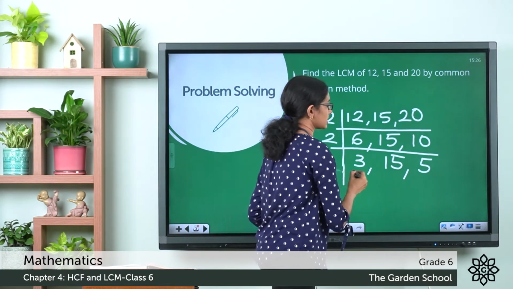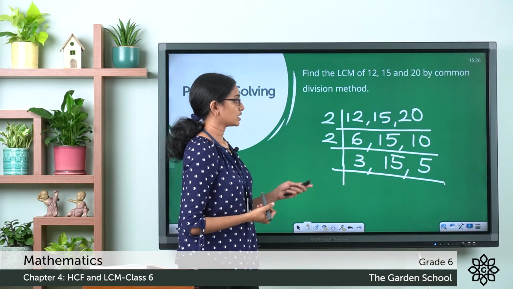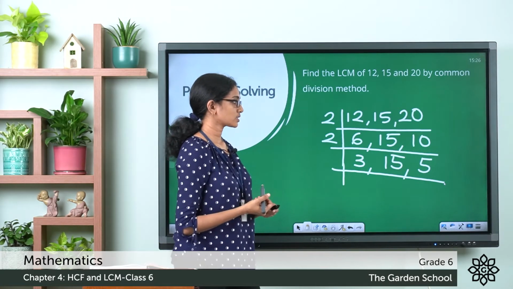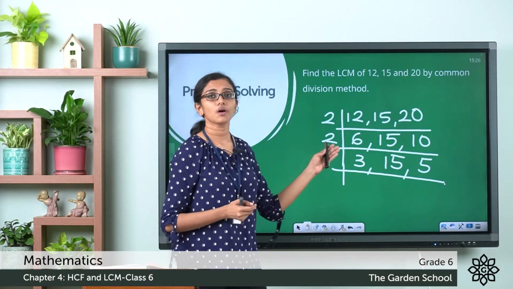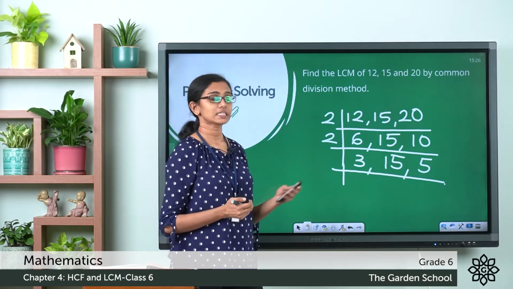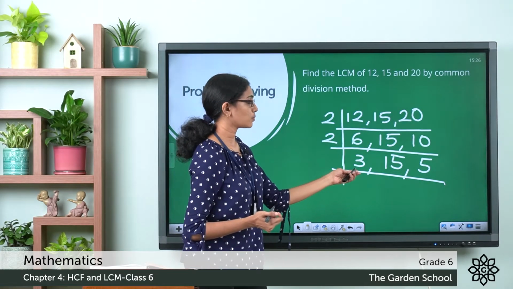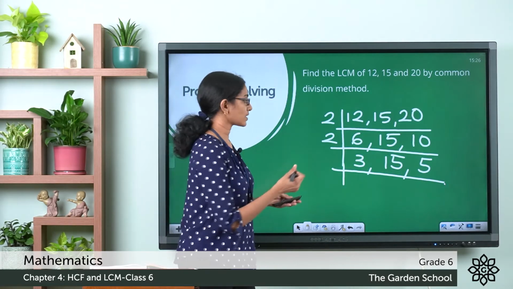Now the next set of quotients. We are going to repeat the division process again. Now look at the numbers. Can you tell me one prime divisor which can divide at least one of these quotients here? Can we use 3 here? 3 can divide both this quotient 3 as well as 15. So let's write 3 here.